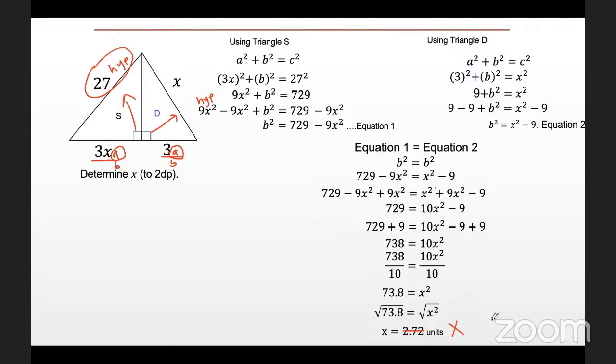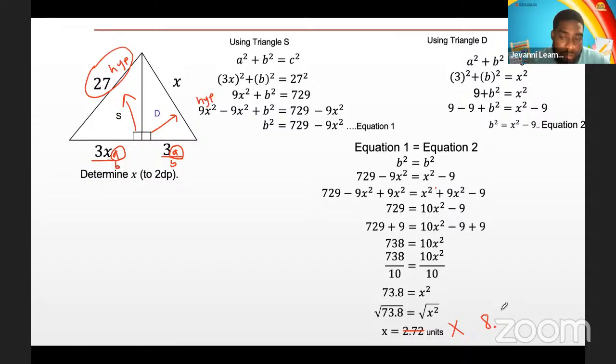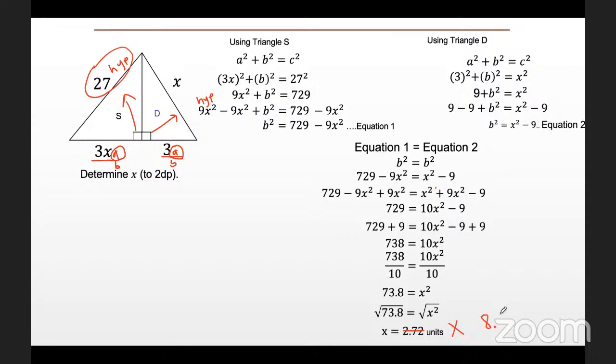Okay, what's the answer? 8.5 units. Good that we know our estimate. We had an estimate to say it would have been between 8 and 9 points. So when we see that come up, we know there's an error. You see how important that is? 8.59.